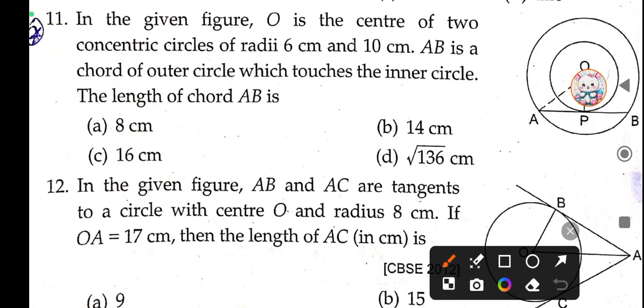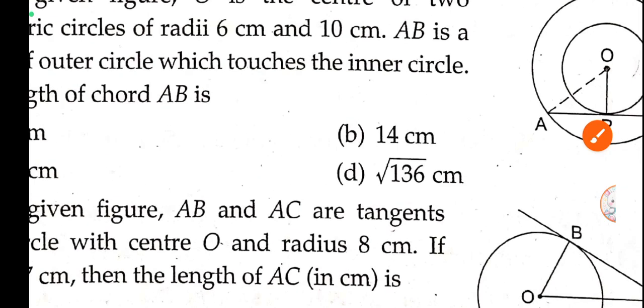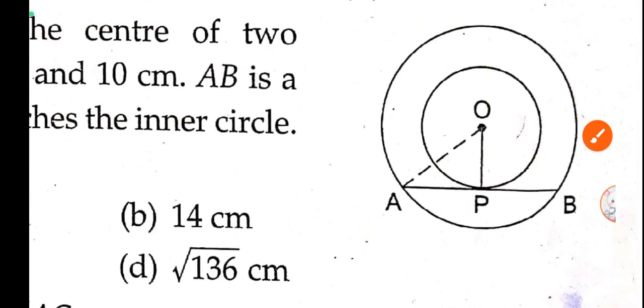Now this is question number 11. In the given figure, O is the center of two concentric circles of radius 6 centimeter and 10 centimeter. AB is the chord of the outer circle which touches the inner circle. Then find the length of AB. Let's understand it here.